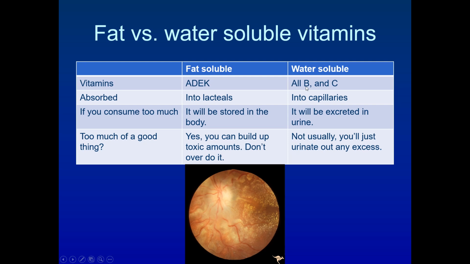Water-soluble vitamins are vitamin C plus all the B vitamins. Those get absorbed into the capillaries, as we mentioned in the previous chapter. If you eat too much of those, you'll just pee out the excess. There was even a joke in The Big Bang Theory about if you take multivitamins, you're just making your pee more expensive, and that's because if you're consuming an excess, you do just pee it out.